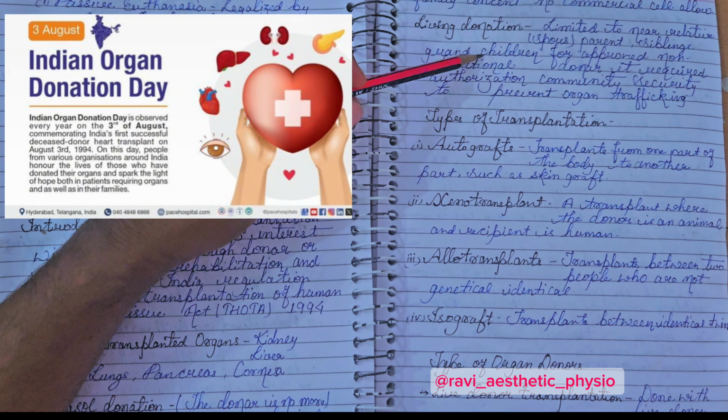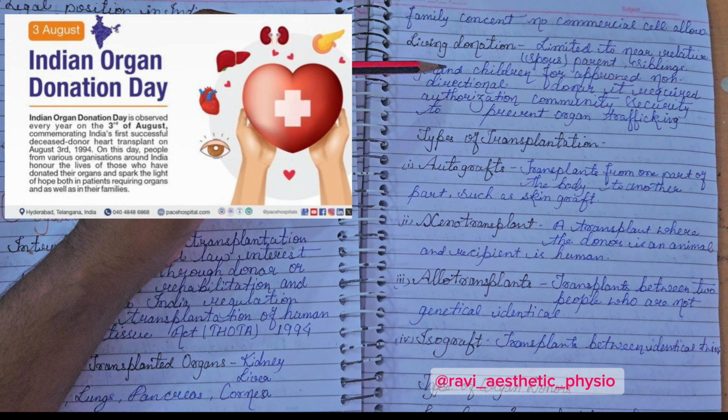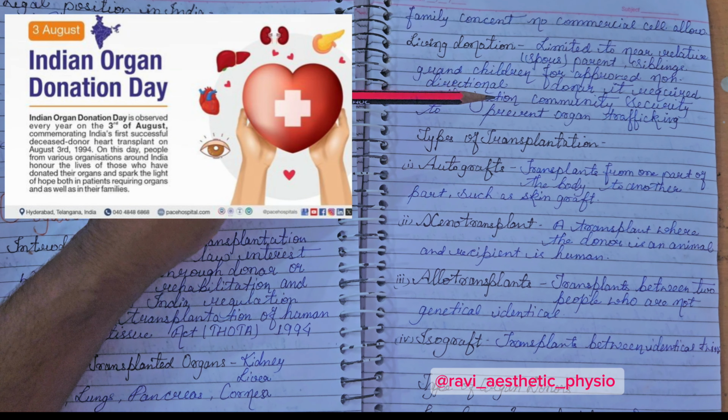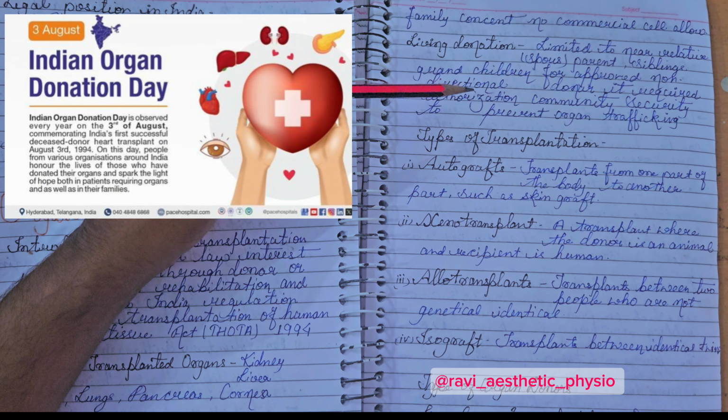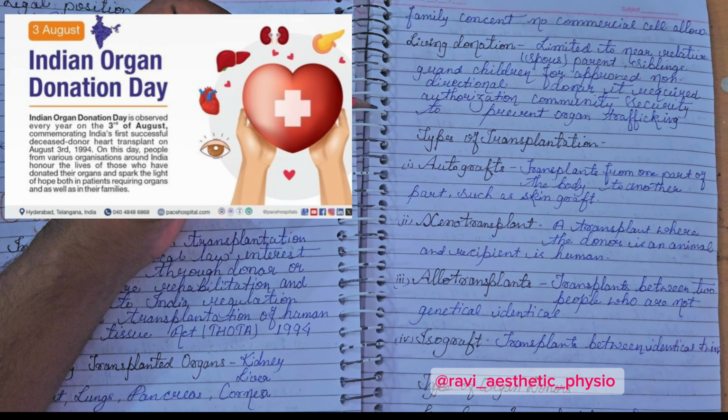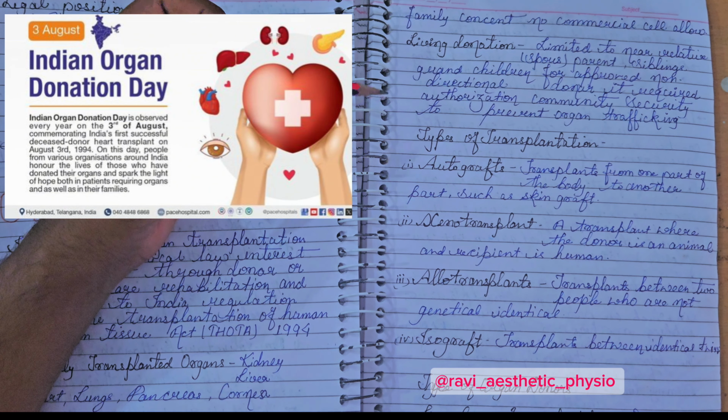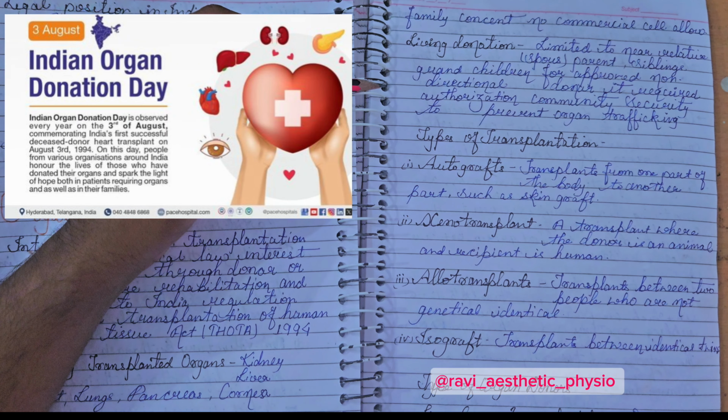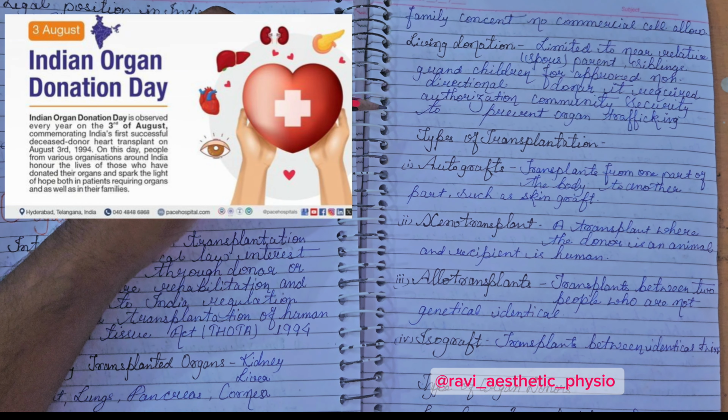It is limited to near relatives: spouse, parent, siblings, grandchildren. For an approved non-directed donor, it requires authorization, and community security is there to prevent organ trafficking. So a living donor is mandatory only for relatives like siblings and grandchildren, or also the parent. For a non-directed donor, authorization is required. Under the Indian constitution they have the right to transplant the organ legally in India with such relatives. And also for security purposes, you should not share your organ with another person with whom you have no kind of relationship.